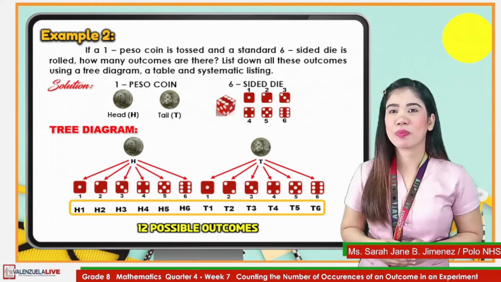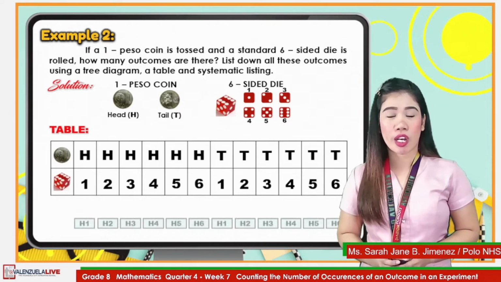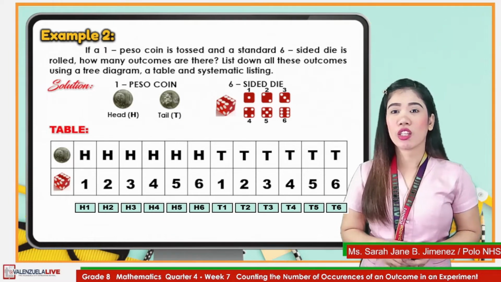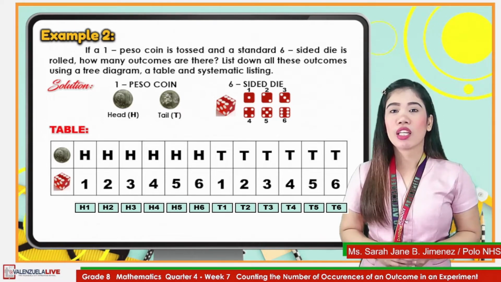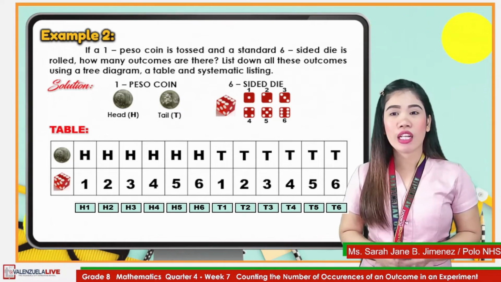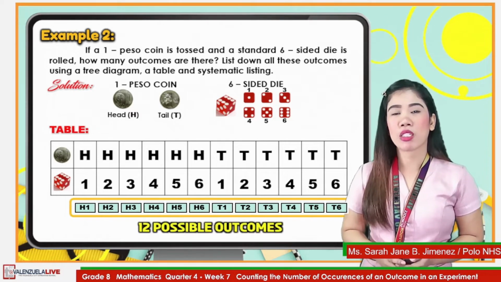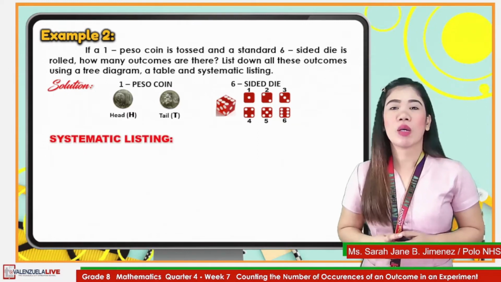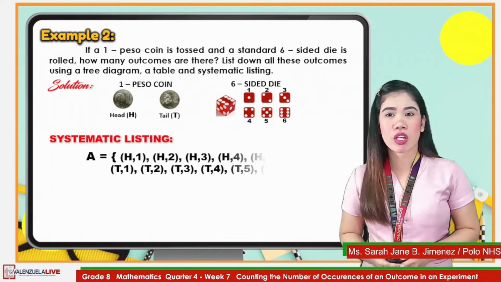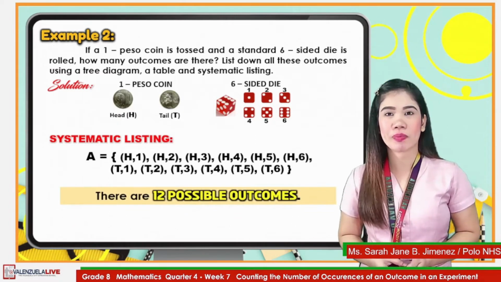Let us find out. Using a table, we obtain head and 1, head and 2, head and 3, head and 4, head and 5, head and 6, tail and 1, tail and 2, tail and 3, tail and 4, tail and 5, and tail and 6. A total of 12 possible outcomes. Using systematic listing, we obtain the same set of outcomes. So there are 12 possible outcomes in doing this experiment.